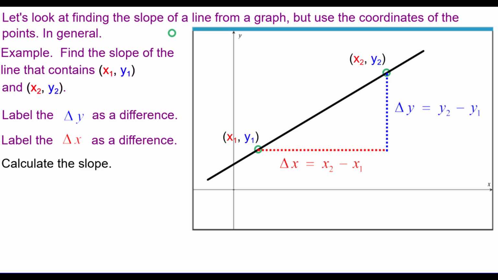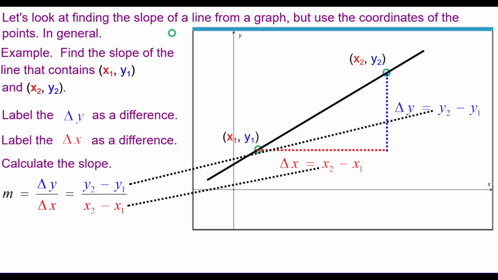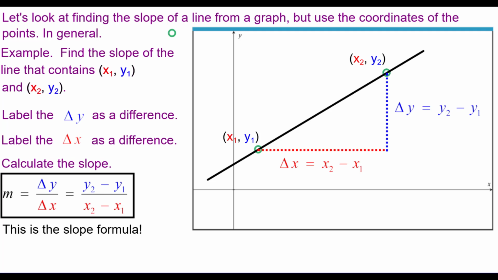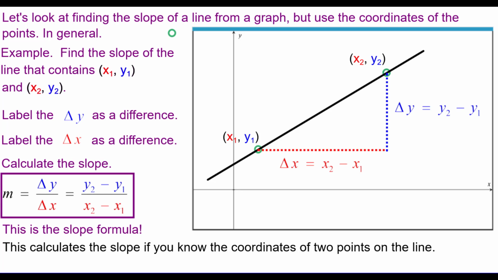Calculate the slope as we did before. Change in y over change in x, which will be y sub 2 minus y sub 1 over x sub 2 minus x sub 1. And this is the slope formula. This calculates a slope if you know the coordinates of 2 points on any line.